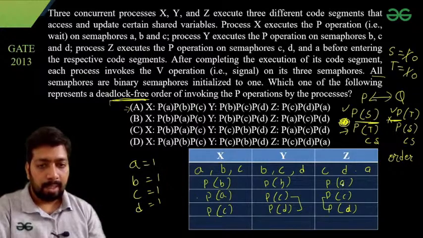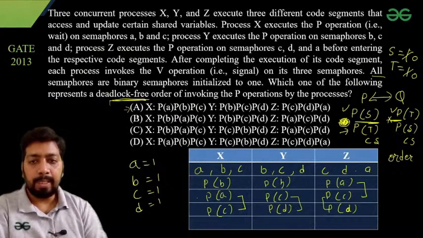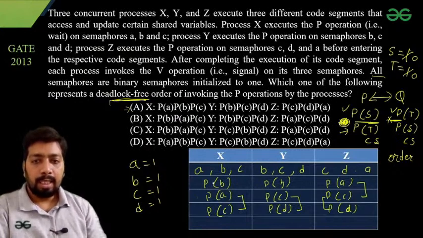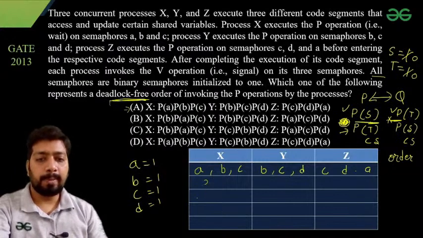CD is here. But what about AC? Here AC and here is also AC. So order seems fine here. So answer should be B. Let's check other options as well. We have seen option B is correct.